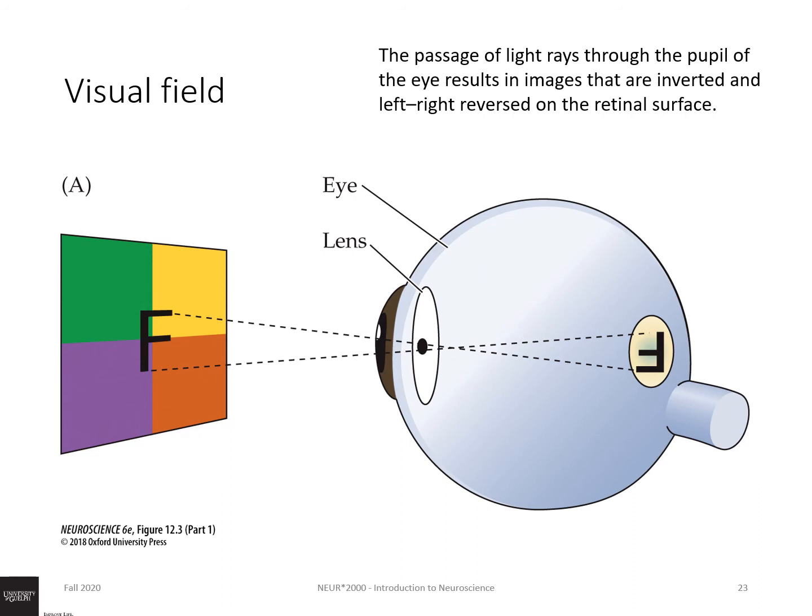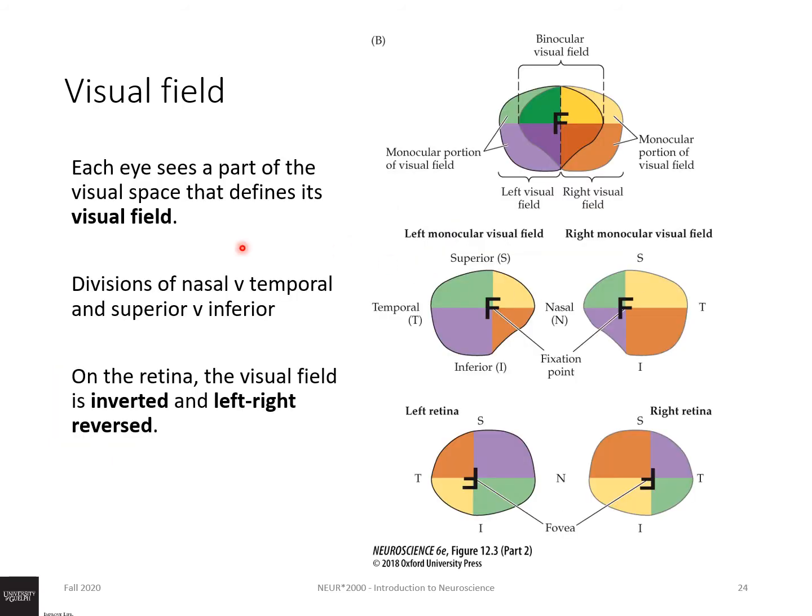So this was kind of shown a little bit in that first video that you watched, but just to make it really very clear, the passage of light rays through the pupil of the eye actually results in images that are inverted and left-right reversed on the retinal surface. So what we believe that we're seeing isn't what's being reflected on the retina. So each eye sees part of its visual space that defines its visual field.